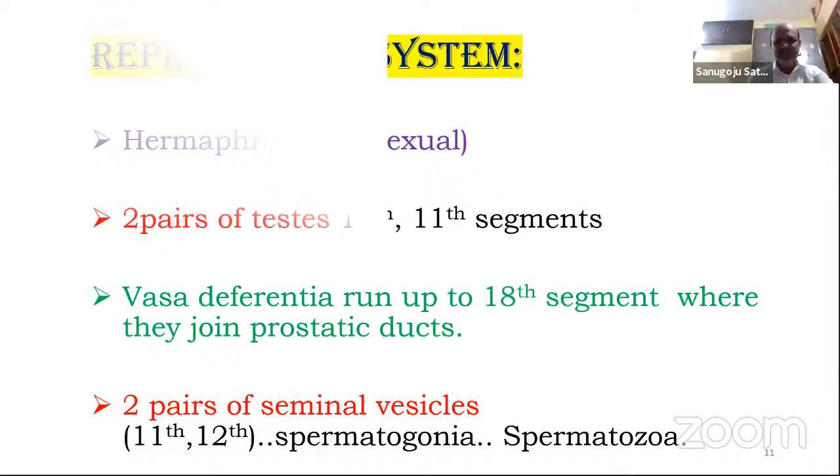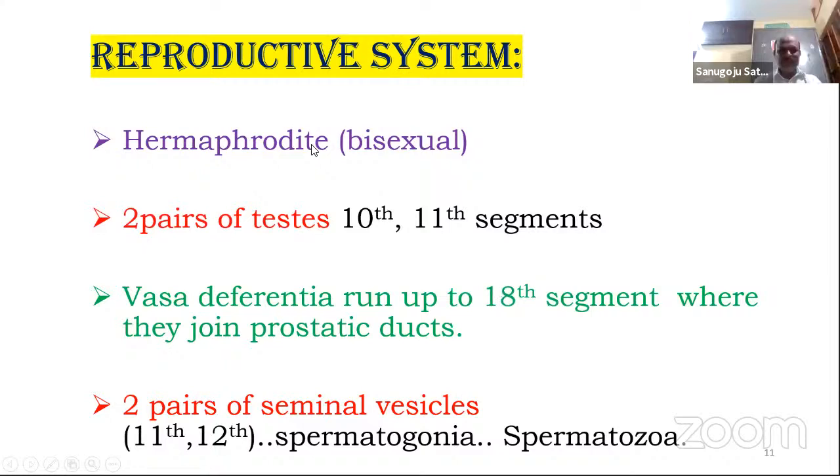One more very important metabolic activity is in the reproductive system of Pheretima. The reproductive system has a hermaphroditic nature, bisexual hermaphrodite. That means this is the bisexual form. Both sexes are present in a single individual, which is called hermaphrodite. Two pairs of testes are present in the 10th and 11th segments.